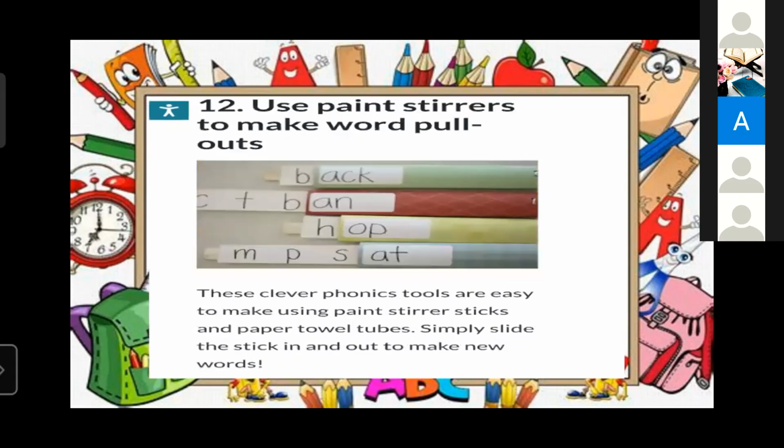So how many games till now, or how many activities? 11. 11, great.